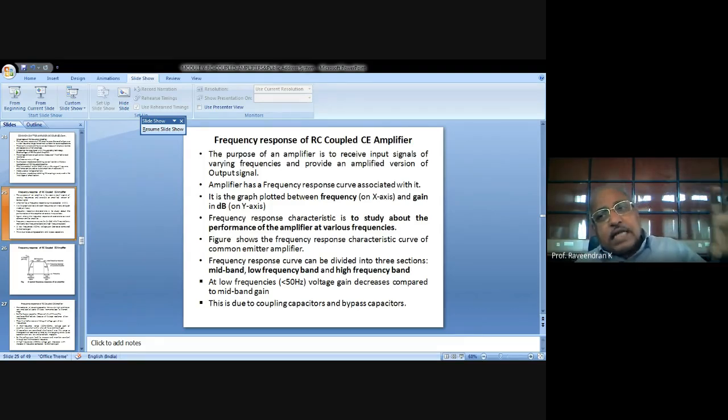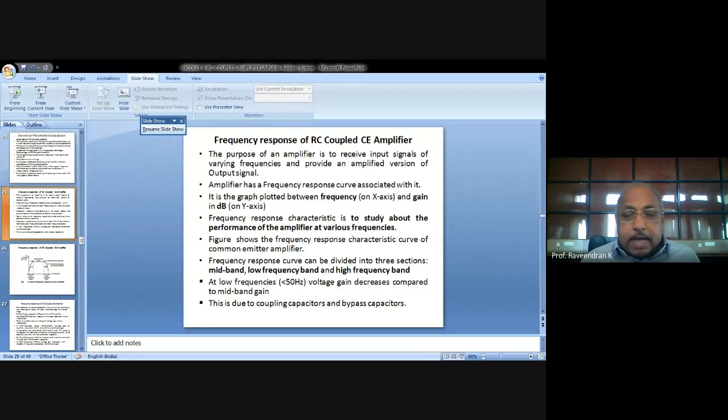But when it reaches some 20 kilohertz or 30 kilohertz or even 50 kilohertz, what happens? It's a very high frequency. In such a high frequency region, that is 50 kilohertz and above, what happens? Greater than 20 kilohertz, the voltage gain tends to decrease. Why does the voltage gain tend to decrease?